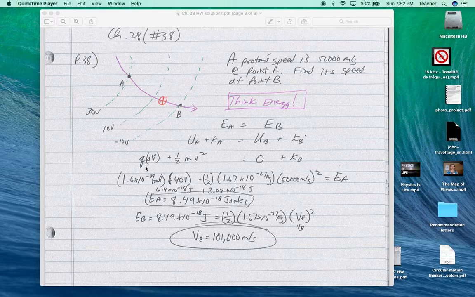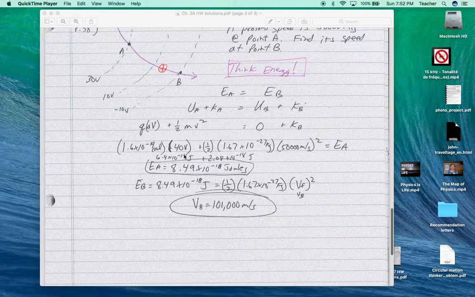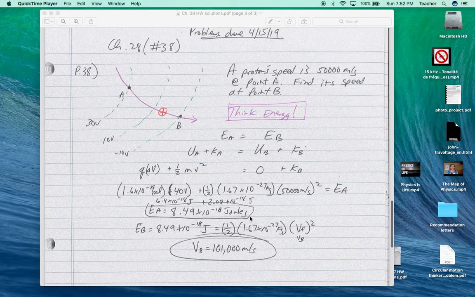Again, I could think of this as at 0 volts, and this is at plus 40, or I could think of this at 30, this at negative 10. It doesn't particularly matter to me. Mathematically, it'll come out to be the same. So I chose delta V, which is a change in potential, and I chose that as my zero potential location. It came out to about 100,000 meters per second. So hopefully those made sense.